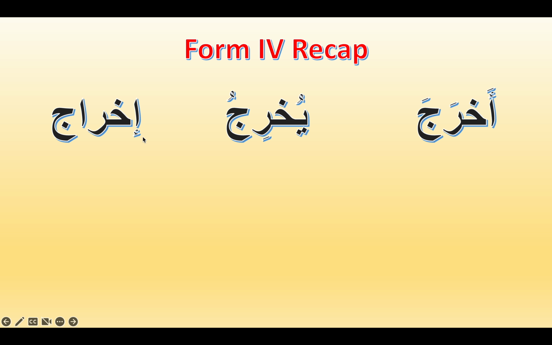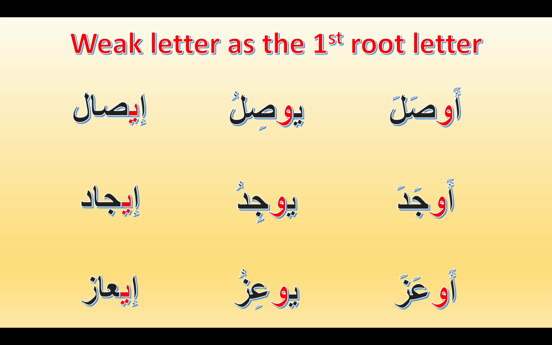You form the masdar by putting hamza underneath an alif at the start, and then you put an alif in between the second and the third root letter. That's for regular verbs in form 4 without any weak root letters. Now, when the weak letter is the first root letter in form 4, the conjugation is not too dissimilar.